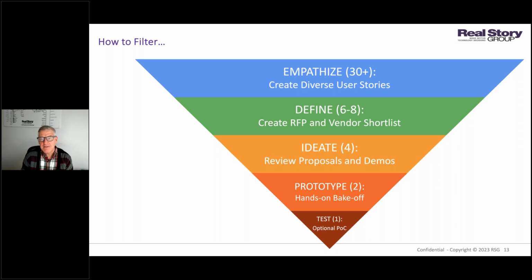You can create an RFP and a vendor shortlist around that where you define much more specifically what you're looking for, and then go through an ideation process where you review proposals and demos. Again, these are not generic proposals and demos. These are against your particular use cases. Then we always recommend a two-vendor bake-off. We'll talk about that in a minute, and then potentially, while you're negotiating contracts, doing some sort of an optional technical or integration proof of concept.